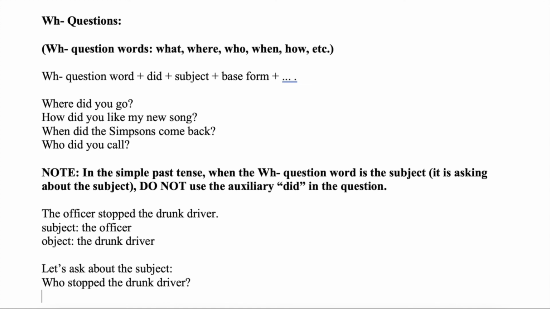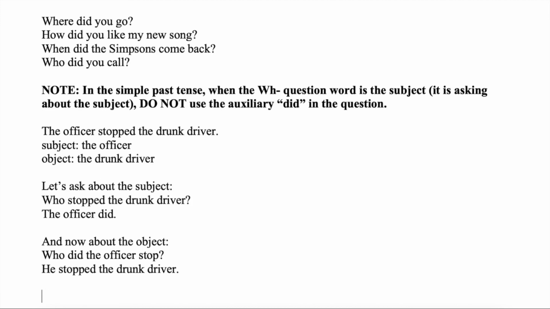Who did you call? Note that in the simple past tense, just like the simple present tense, when the WH question word is the subject, which means it is asking about the subject, do not use the auxiliary did in the question. For example, the officer stopped the drunk driver. The subject of the sentence is the officer, and the object is the drunk driver. Let's ask about the subject first. Who stopped the drunk driver? The officer did. And now about the object. Who did the officer stop? He stopped the drunk driver.